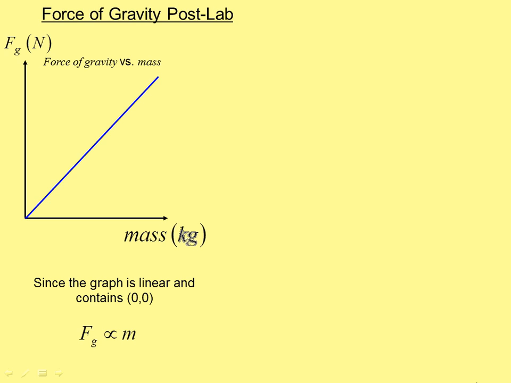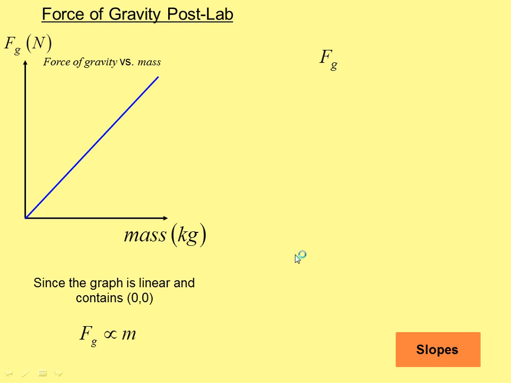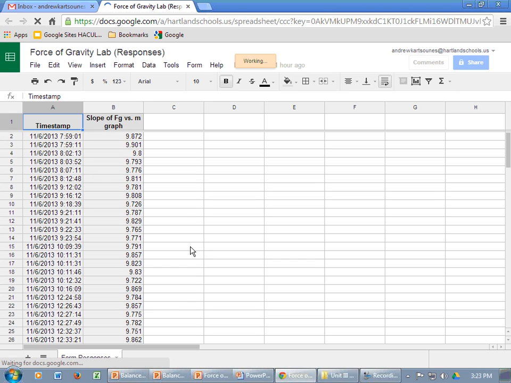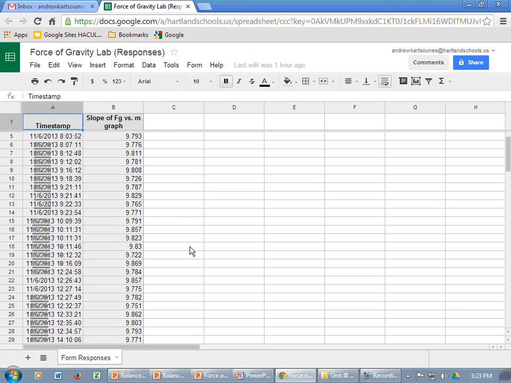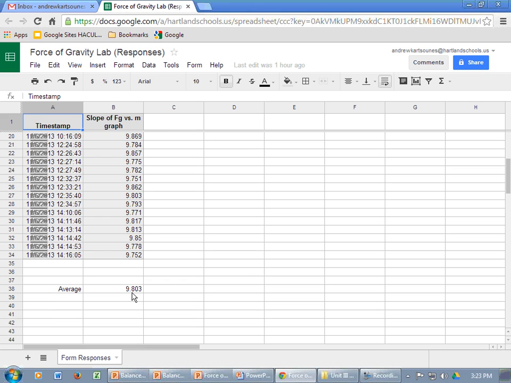Well, you all, of course, entered your slopes into the Google Doc on the website. So let's check out what we have here. Okay, so here we have 34 different values for the slope of the graph of force of gravity versus mass. And you're going to see here, these are all pretty much the same, very close to one another. So if we take an average, we get an average of 9.803. Right, so that's the class average.